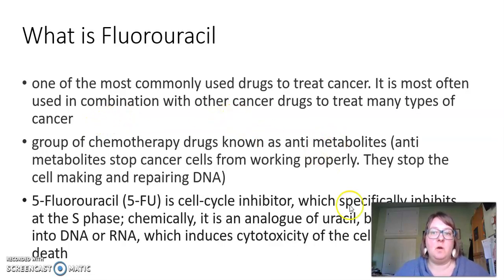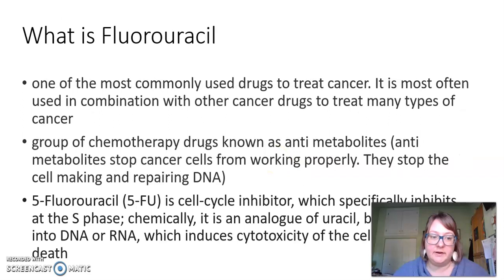Okay, so we need to know basically what fluorouracil is. It's one of the most commonly used drugs to treat different types of cancers, and it's usually used in a combination or a cocktail. It's a group of chemotherapy drugs known as antimetabolites. And these antimetabolites stop the cancer cells from spreading, working properly.